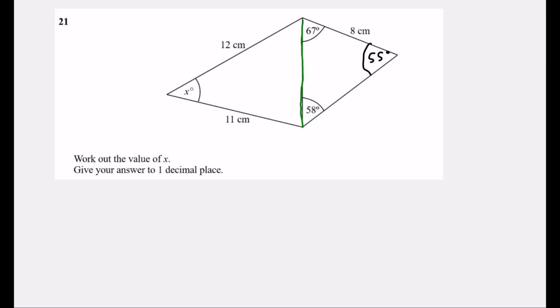And then we're going to use the sine rule, so it's opposites. I'll call this one y. So we've got these opposites, and we've got these opposites. I'm working out a length, so I'm going to put the lengths on top. So I'm going to have y over sine 55 equals 8 over sine 58. To get y by itself, multiply by sine 55.